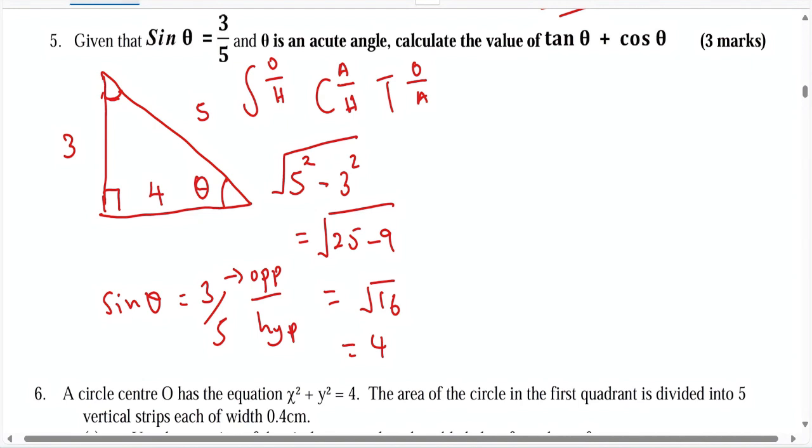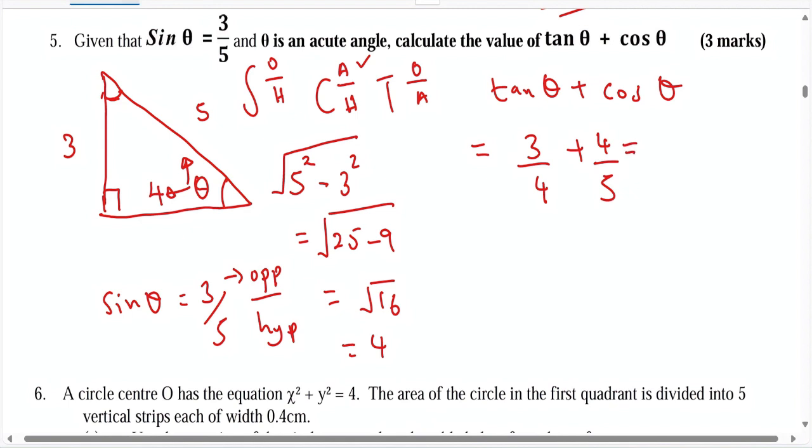Okay. The question says tan theta plus cos theta. Tan is given by opposite over adjacent. Where is the opposite of theta? It is here. The adjacent of theta is here. So basically tan theta is just 3/4. Cos theta, okay? Cos theta is given by adjacent over hypotenuse. So the adjacent of theta is 4, its hypotenuse is 5. So basically it's just 4/5.